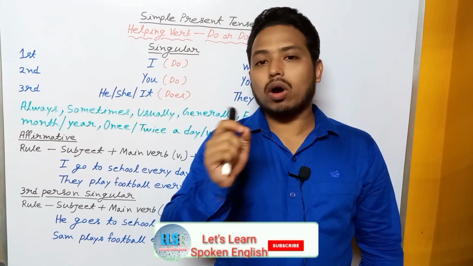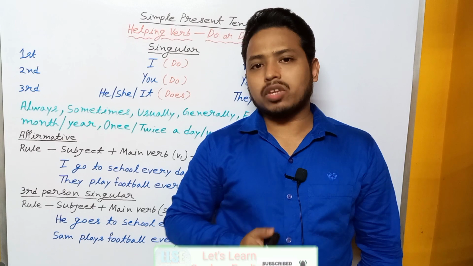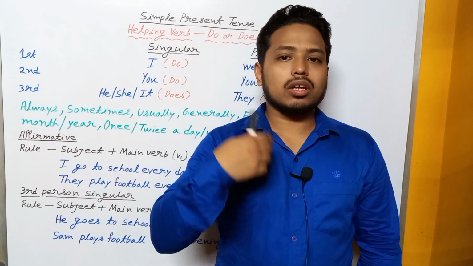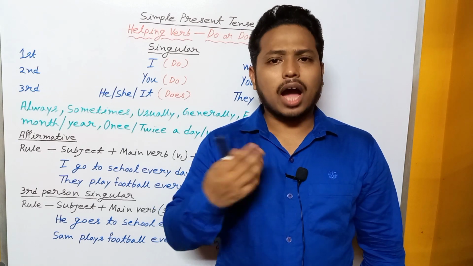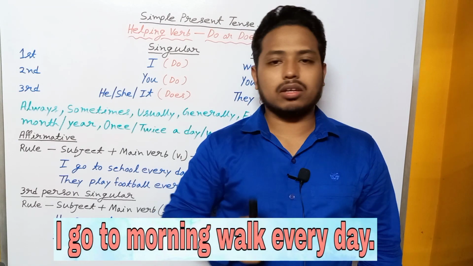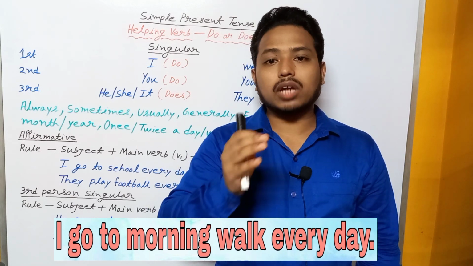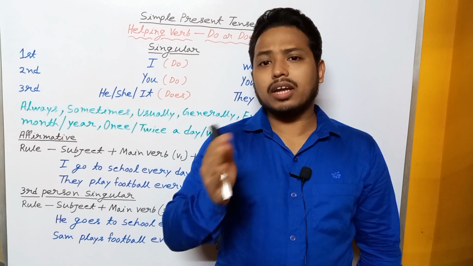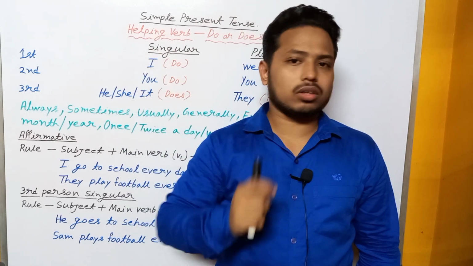First we need to know what kind of sentences we use in simple present tense. Simple present tense is used for expressing habitual or repeated action. I give you some examples. I go to morning walk every day. It is both habitual or repeated action because I do it every day, or I repeat the action every day in the morning. I give you another example.